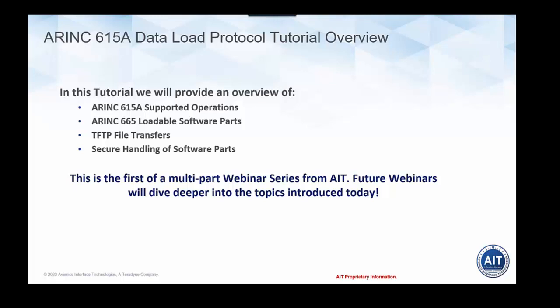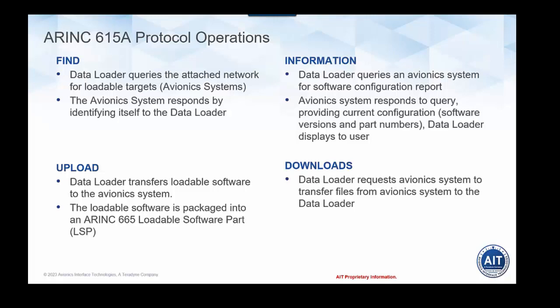All right, so 615A protocol operations. Like I said previously, there's 4, I guess, main categories or main operations that the protocol provides support for. The first is a find. So the find operation is what the data loader uses to query, to dynamically determine information, the basic information that it needs to communicate with the target avionics systems on a network. So it's kind of a dynamic data determination protocol.